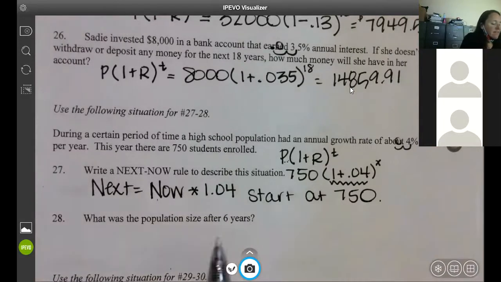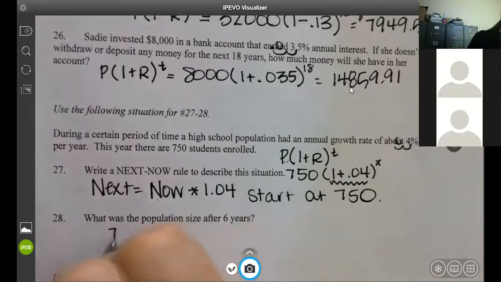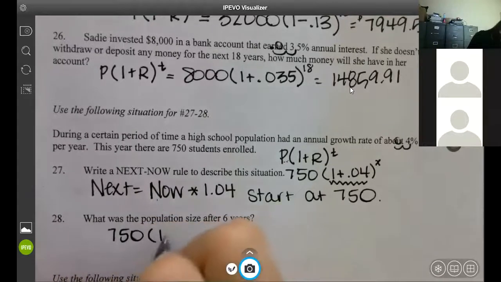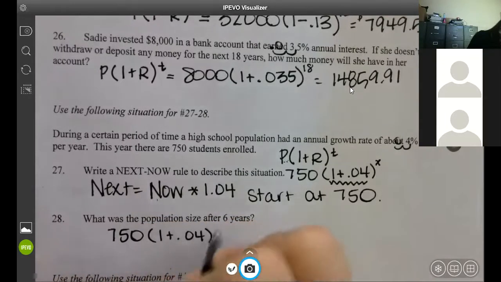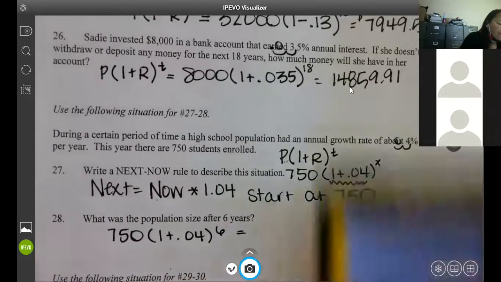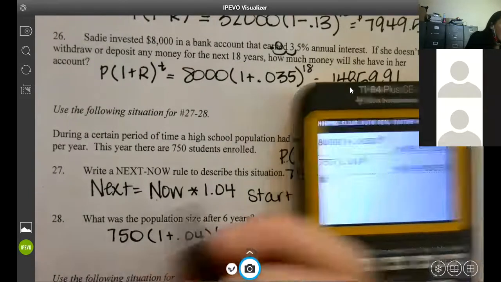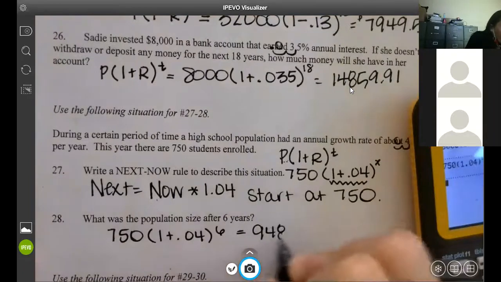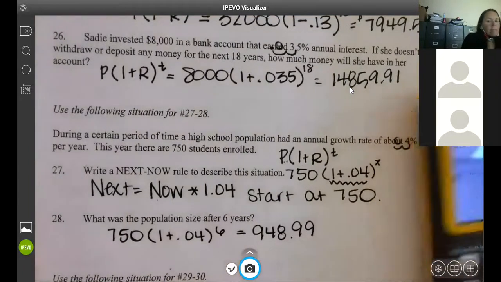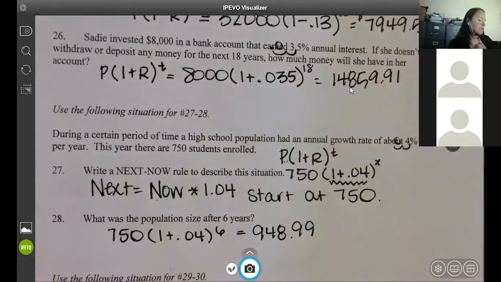It asks what the size was after 6 years. How do I figure that out? 750 times 1 plus 0.04 to the 6. 750 times 1.04 to the 6 gives me 948.99. That's it. 2 more just like that one.